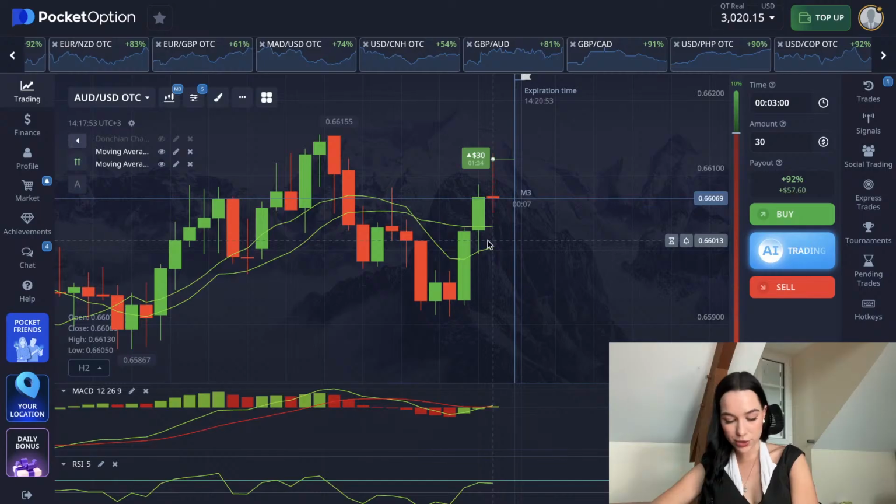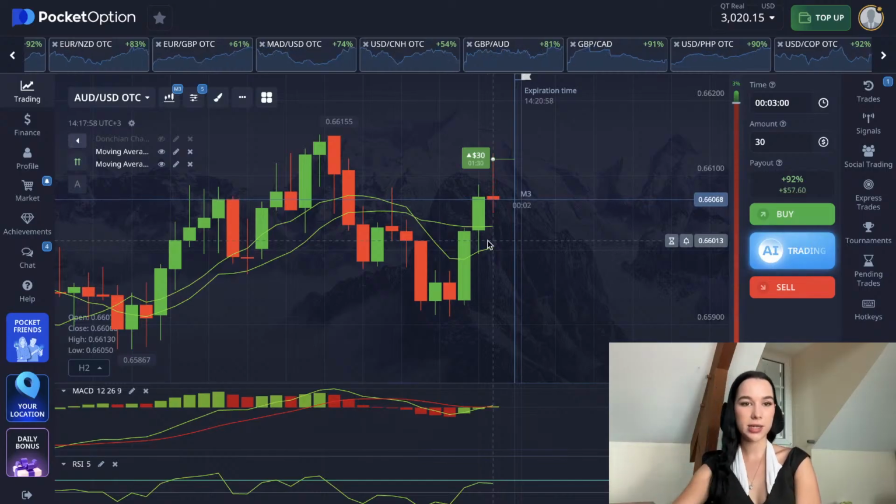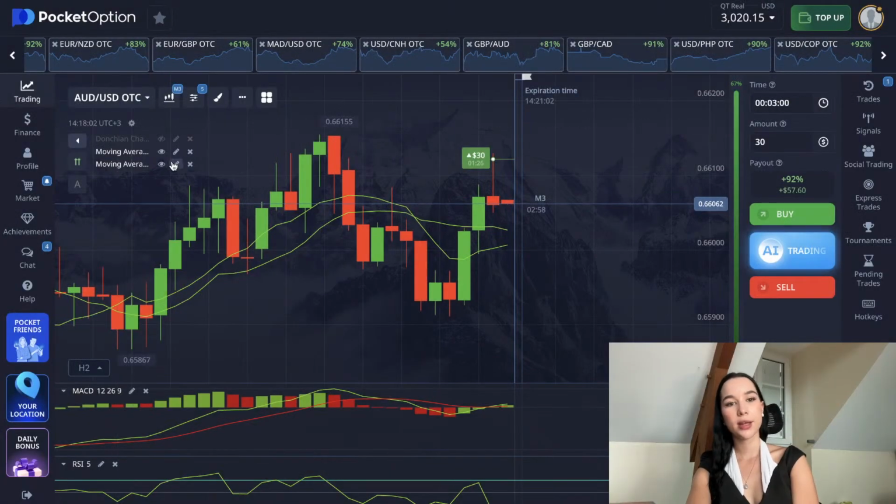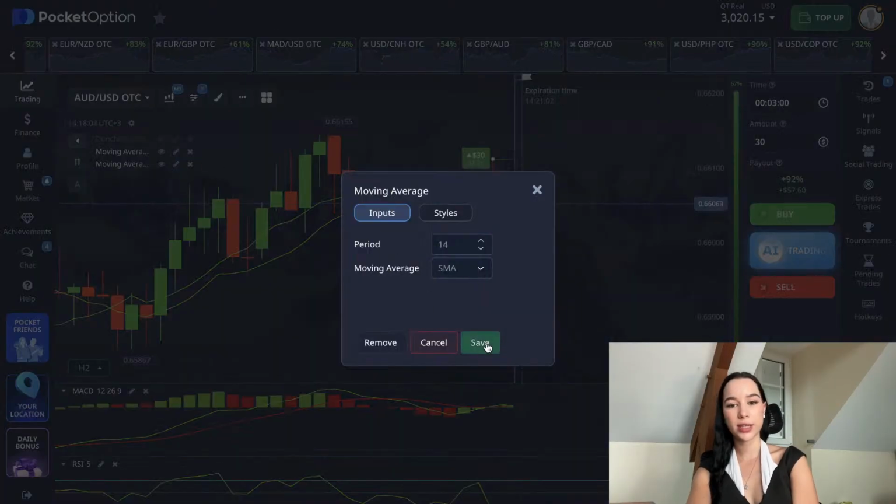What is the configuration of the moving averages? You mean the settings? The settings are 8 in SMA, and the period is 14 in SMA.